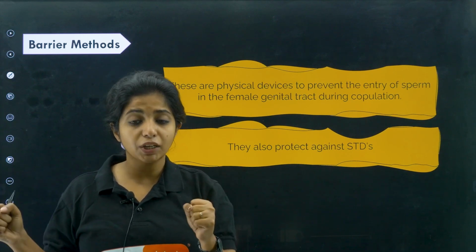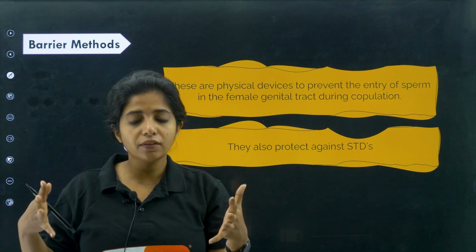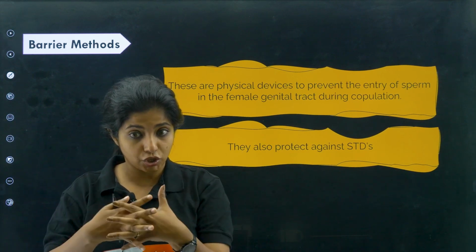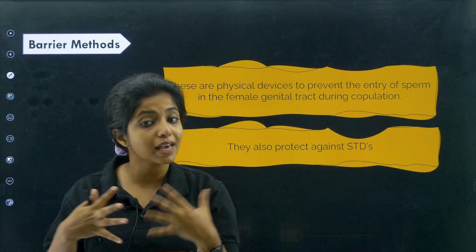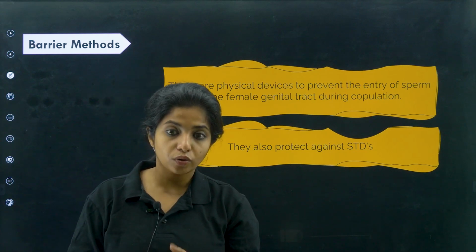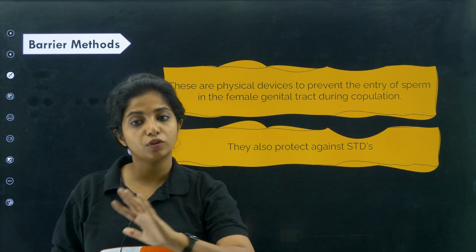So sexually transmitted disease, I told you, happens with the help of sexual contact. Sexual contact means whenever the body fluids are being exchanged. The body fluids are being exchanged, my dear children. So that has to be prevented. Then the sexually transmitted diseases would be prevented.